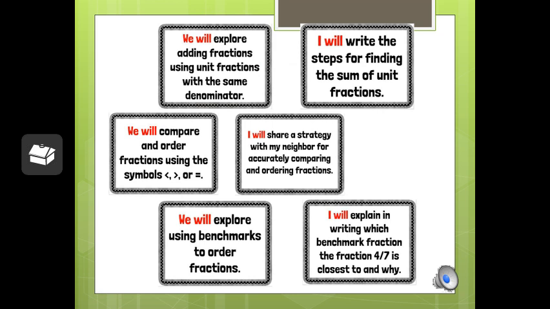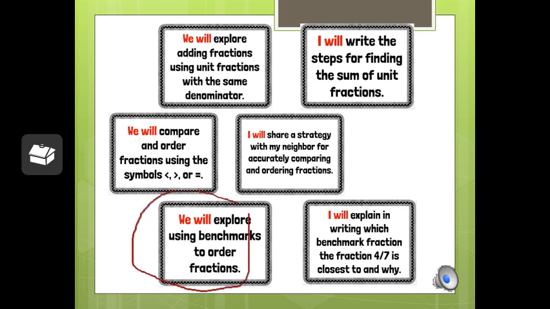We will compare and order fractions using the symbols less than, greater than, or equal to. And then in this I will statement, they will share a strategy with their neighbor for accurately comparing and ordering fractions. This is just part of what we teach. That's one of the strategies that we teach.